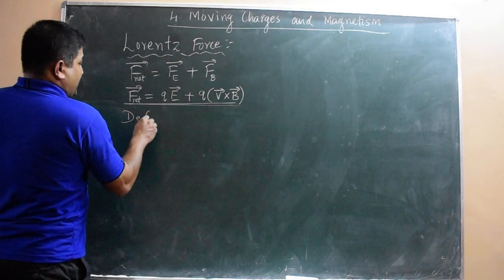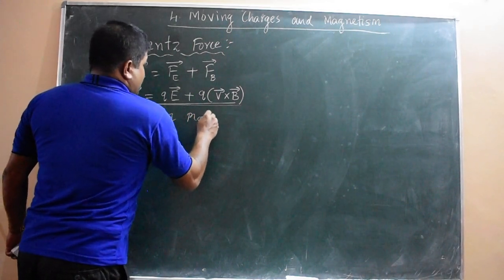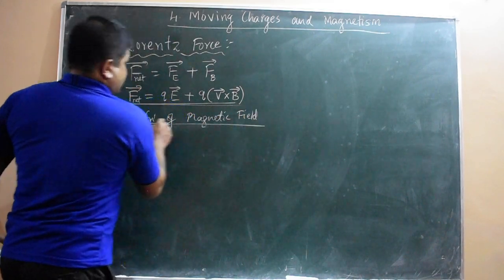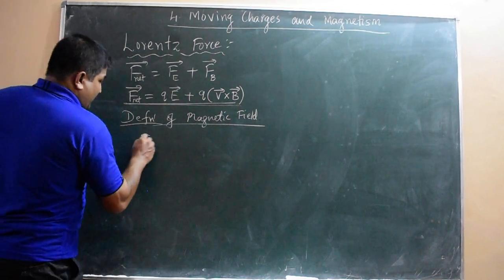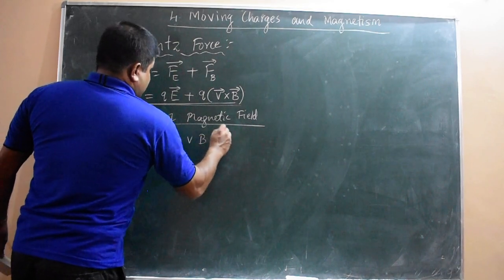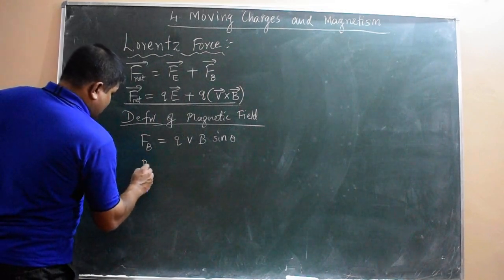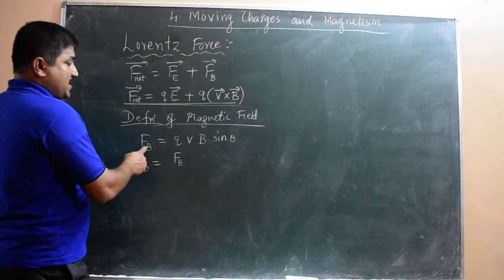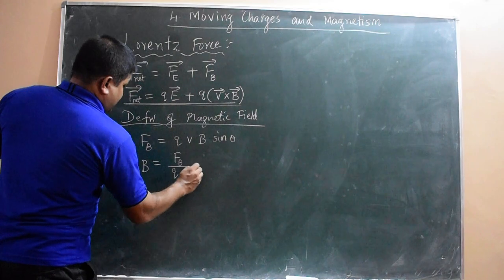Definition of magnetic field B. How can you define the magnetic field in a space based on the magnetic force experienced by the charge? The magnitude of magnetic force experienced by any charge is QvB sin theta. Now B equal to FB divided by QV sin theta.